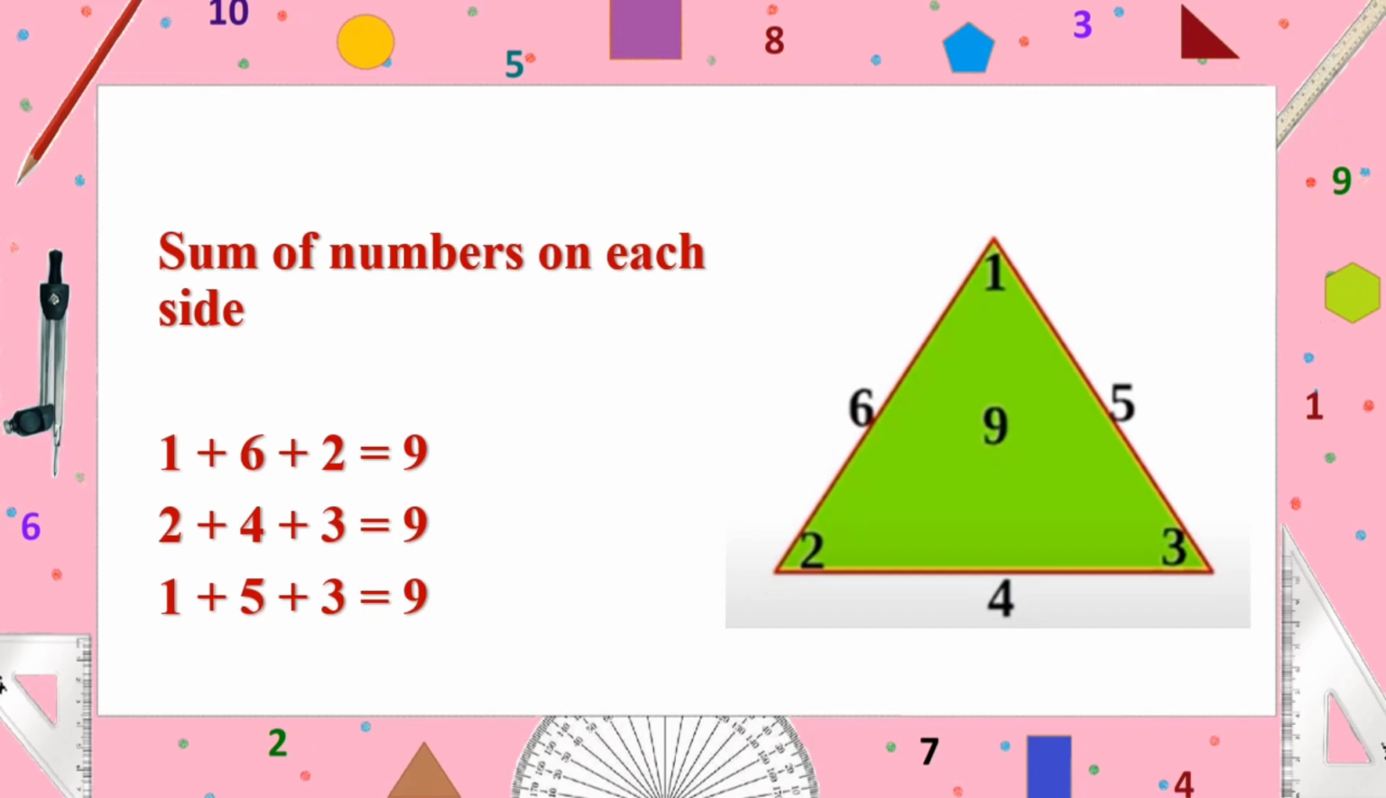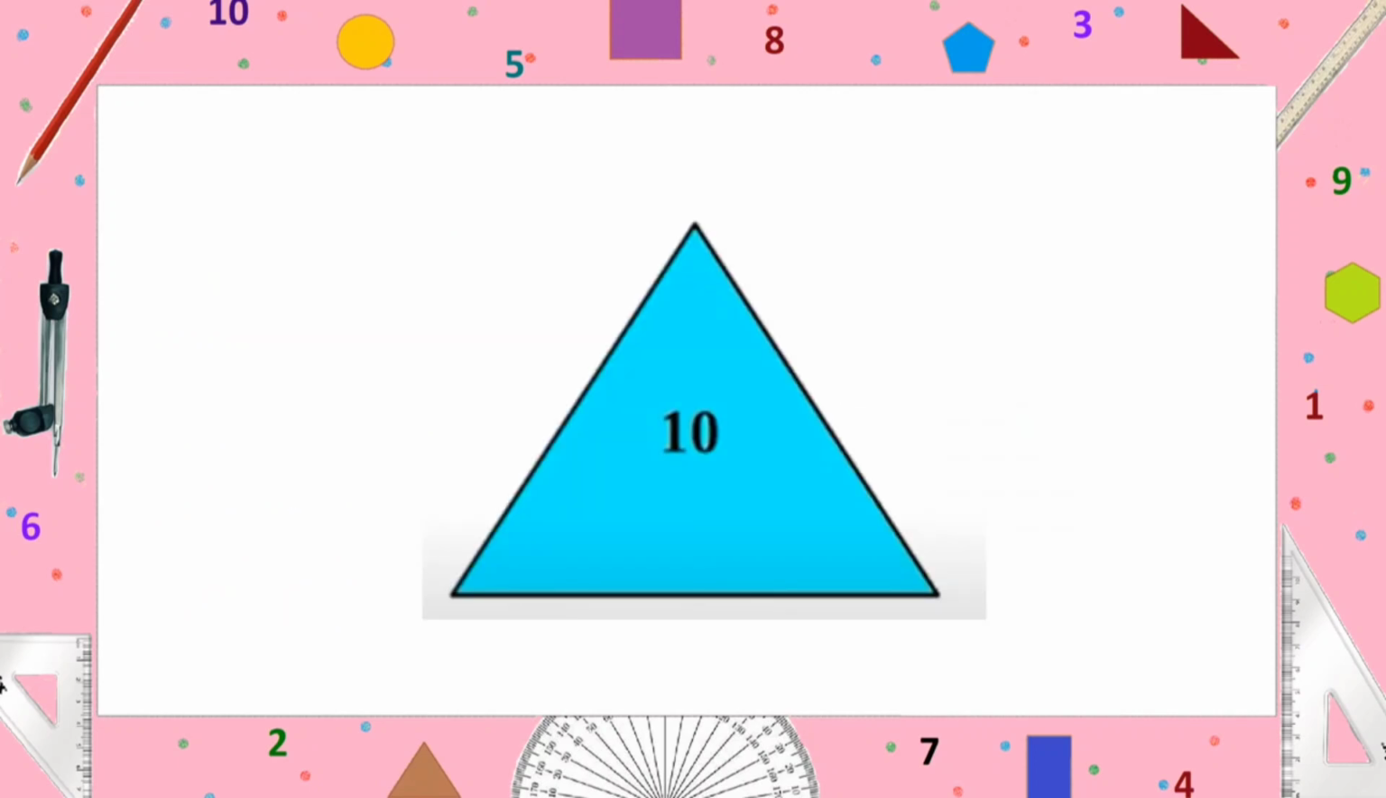Let's try another triangle. Look at this. Here, the number 10 is written inside the triangle. That means the sum of numbers on each side should be 10. In the previous triangle, the sum of numbers on each side is 9. In this triangle, the sum of numbers on each side should be 10. How can we arrange this?